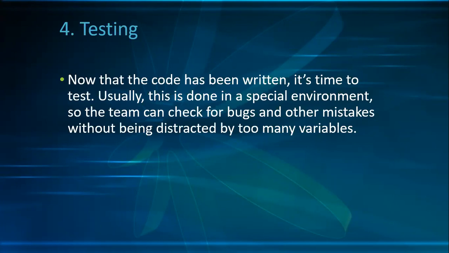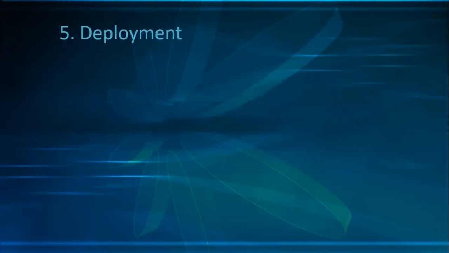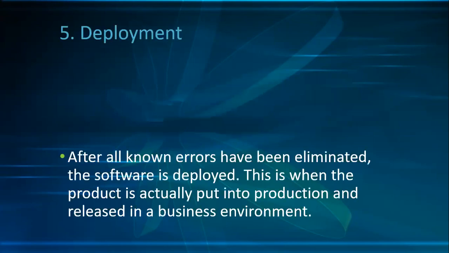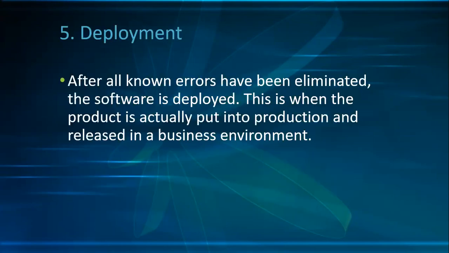So these are the things that we as testers check, we manually check, but there are processes that we testers need to follow. We're going to talk about that still in the class today, if time permits. If not, tomorrow we'll continue. So the next one is deployment. What's deployment? After all the errors have been eliminated, the software is deployed. This is when the product is actually put into production and released in a business environment.